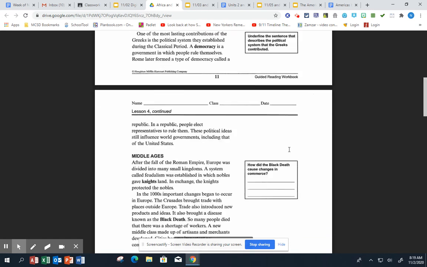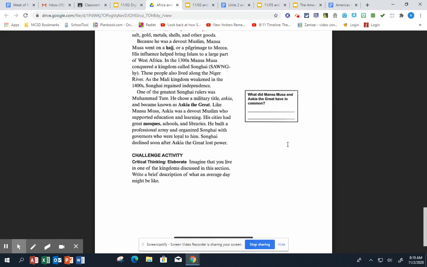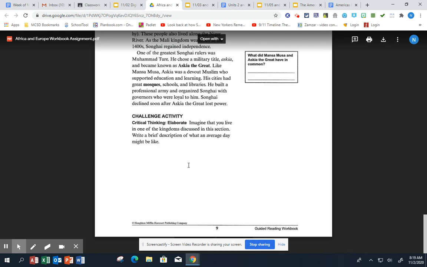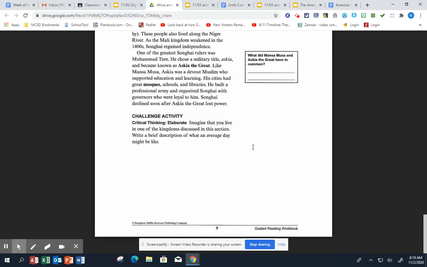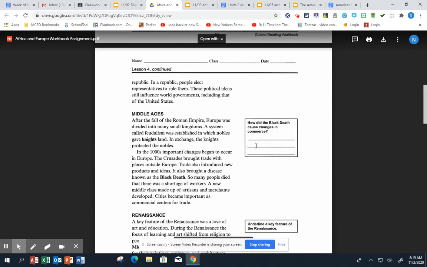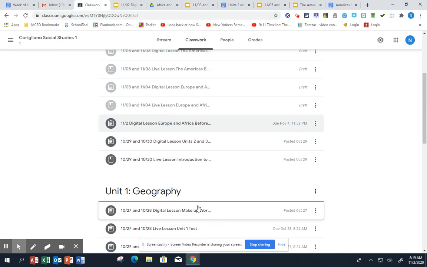Okay? So you are going to be reading these 4 pages. It's pretty quick reading. It shouldn't take you too long. You also don't have to do the challenge activity, so don't worry about that. You're just answering the questions on the right-hand side. It should take you at most 20 minutes, guys, 20 minutes, a half hour, and you're done with social studies for the day. That's what I was going for. Okay? So that's today's lesson. Please make sure you have that done by Wednesday.